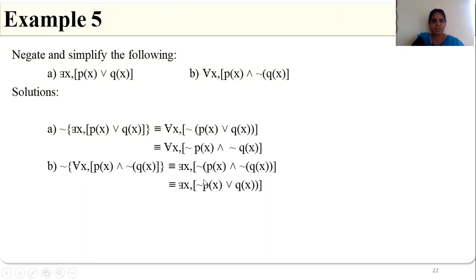Okay, this is also a similar kind. Just remember, replace there exists by for all, and for all has to be replaced with there exists, and we need to make the open statement into the negation of that statement.